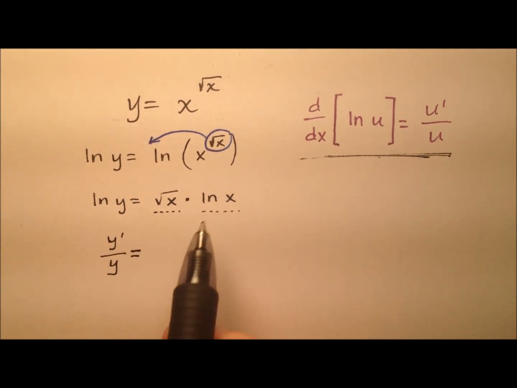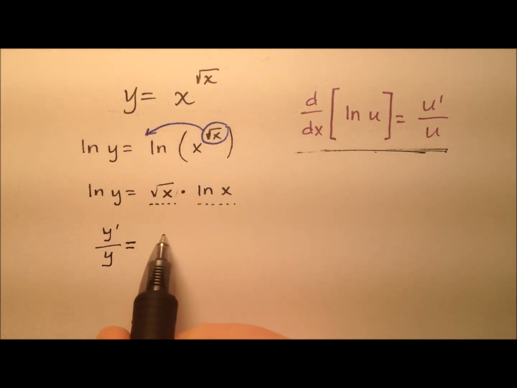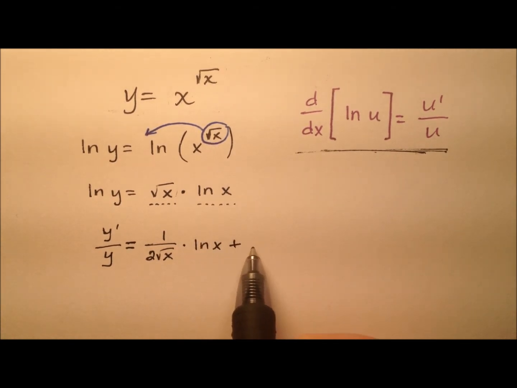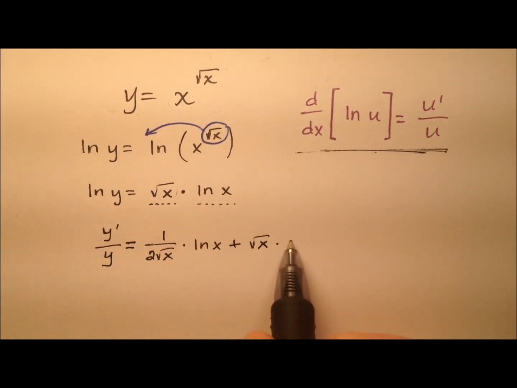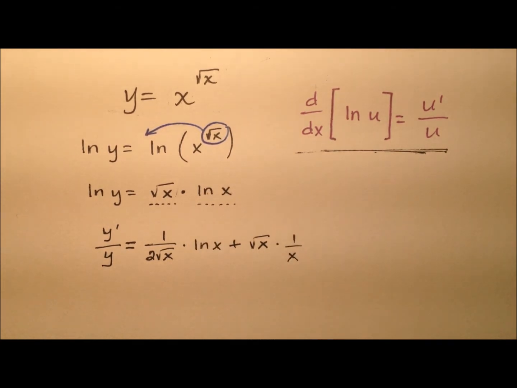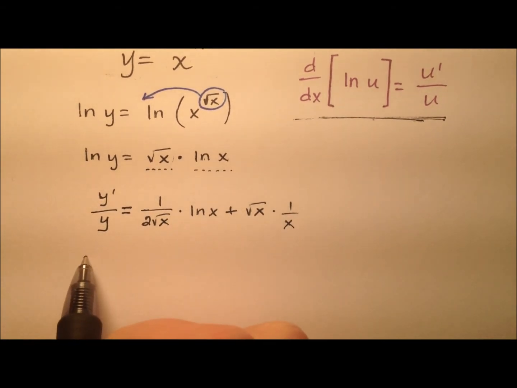and that will equal now, and let's use our product rule. So the derivative of the first, so that'll be 1 over twice the square root of x times the second, plus the first times the derivative of the second, and the derivative of the natural log of x is just 1 over x.